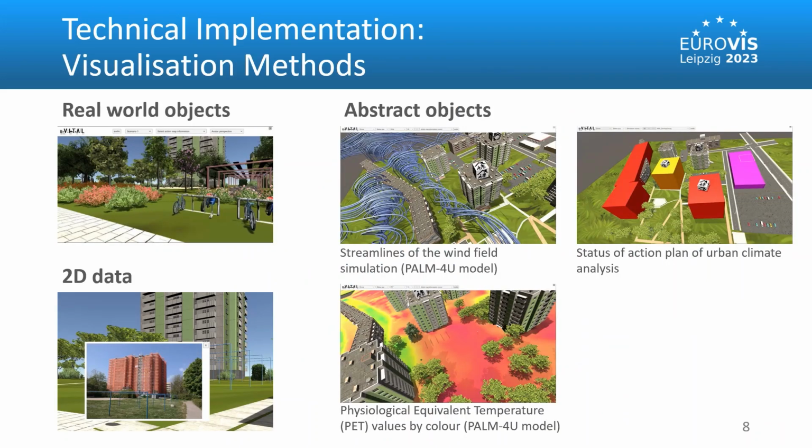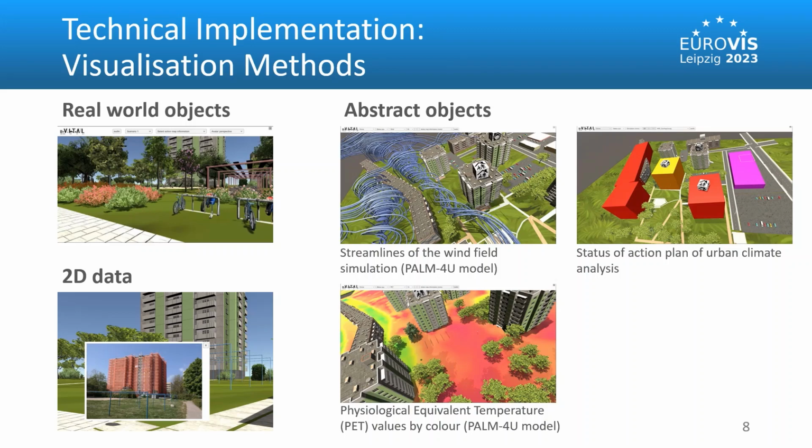For visualization, we have real-world objects such as buildings, vegetation, infrastructure, outdoor furniture, and so on. Their position in the status quo scenario is based on orthographic photos, site inspections, and information from Google Earth. Different kinds of 3D models can be selected in the Unity Asset Store. In addition, abstract objects were added, as you can see on the slide.